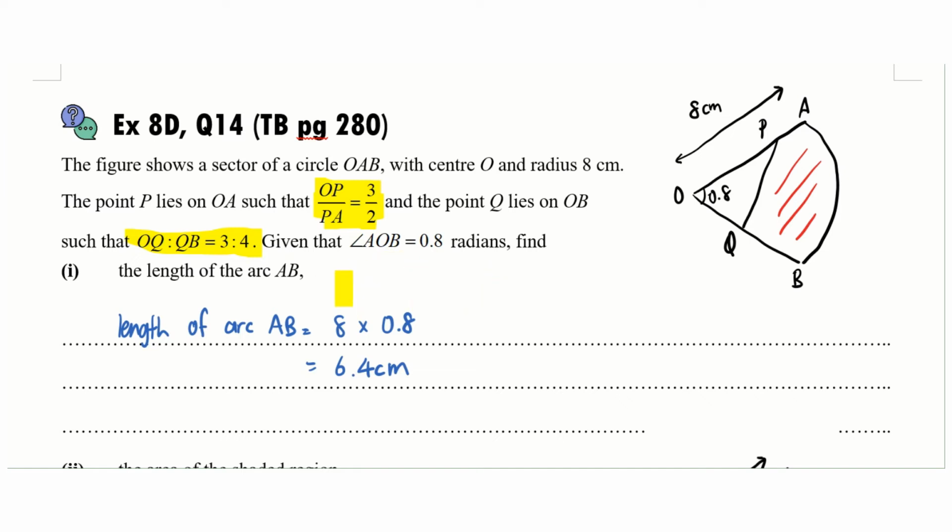So given that angle AOB is 0.8 radians, we want to find the length of the arc AB. Using the formula s = rθ, the radius is 8 and the angle is 0.8, so we will get 6.4 cm for the length of the arc AB.